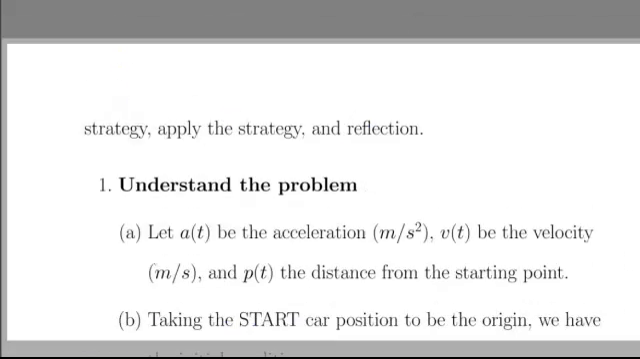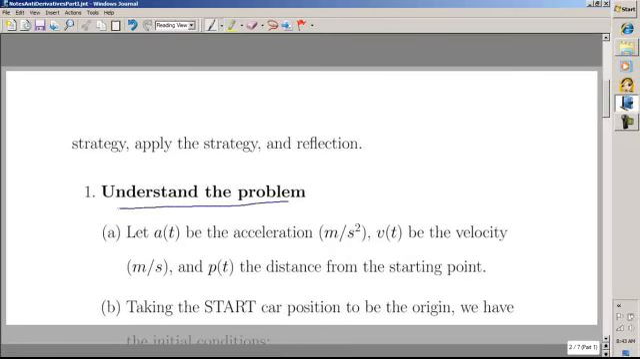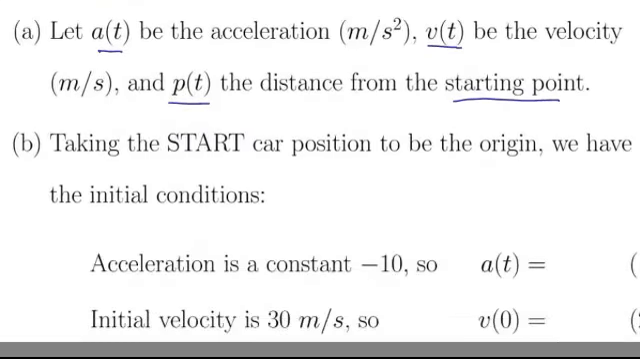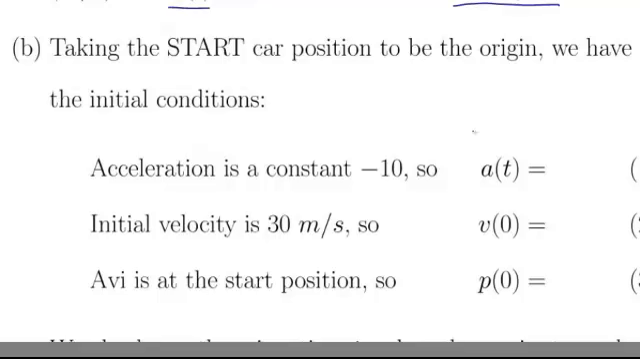So first we're going to start by understanding the problem and setting it up. We're going to let a of t be our acceleration, v of t be the velocity, p of t be the distance from the starting point. We've got to pick a frame of reference. Now with those in mind, I want your help filling these in. Just like I always say, I'm getting old, I forget things, so I need your help.